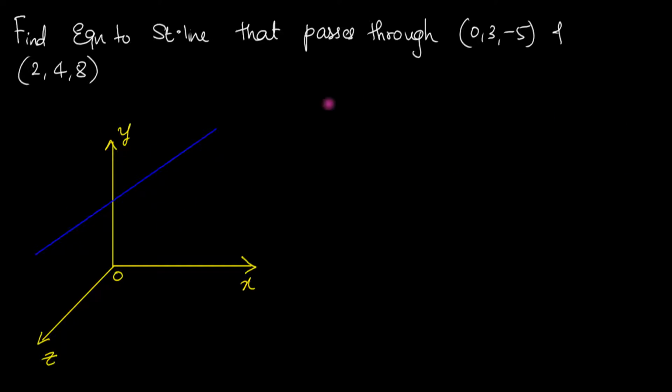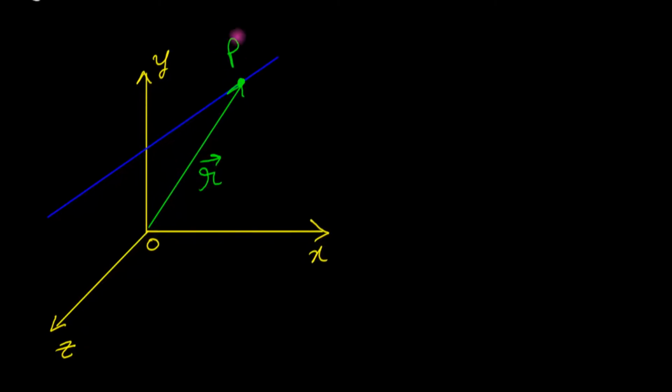Before we continue, we're going to ask ourselves the same question we asked last time. What is the meaning to find an equation to a straight line? Well, what it means is the following. If I have a particular point over here, let's call that point P, and it has a position vector R, then what is the condition for this point P to lie on my straight line? Well, we saw that last time. Let's redo it very quickly.